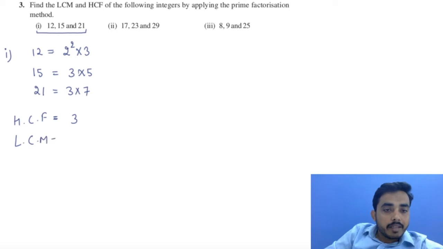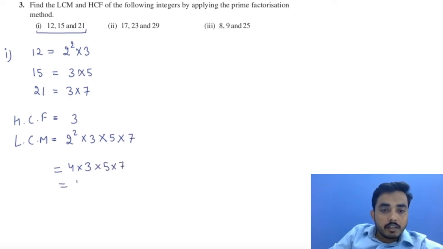What is LCM now? LCM is the least power of unique term or the unique factor in each term. Okay, so which is now 2 square into 3 from the first term. 3 is already there in here, so we will take only 5 from the second term, and from the third term we will take only 7. So this is the LCM of these three numbers. So this is 4 into 3 into 5 into 7. So this is 4 into 3, 12, 5 the 60, 7 the 420.